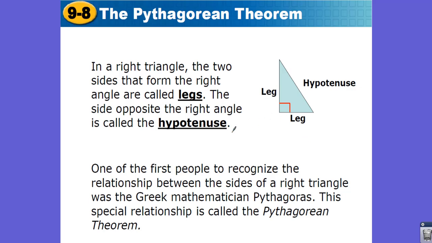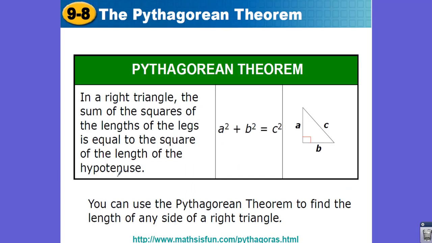It says one of the first people to recognize the relationship between the sides of a right triangle was a Greek mathematician named Pythagoras. This special relationship is called the Pythagorean Theorem. And here's what the theorem states. It says in a right triangle, the sum of the squares of the lengths of the legs is equal to the square of the length of the hypotenuse.